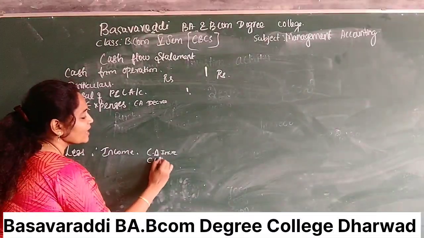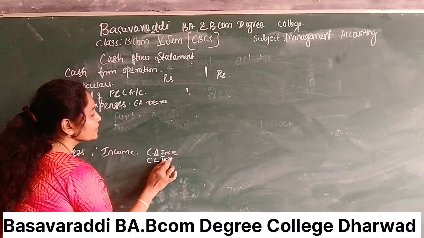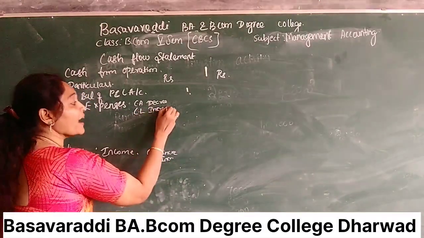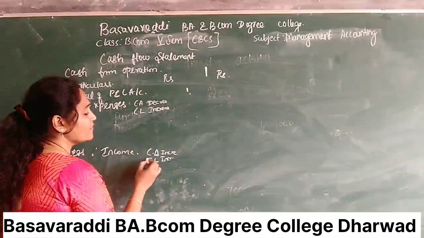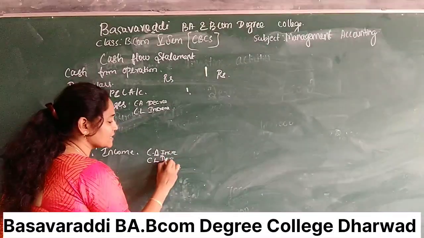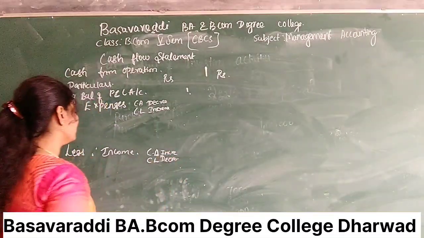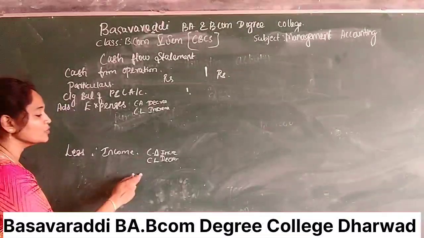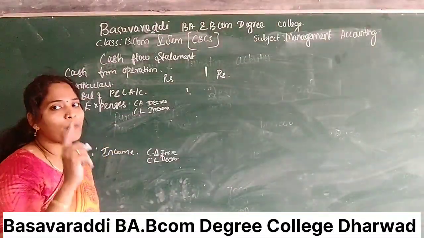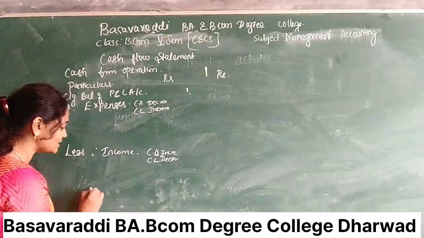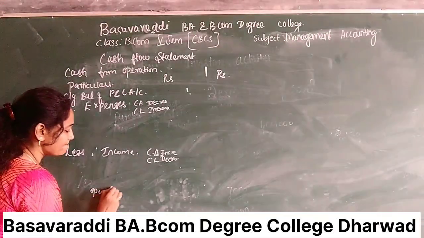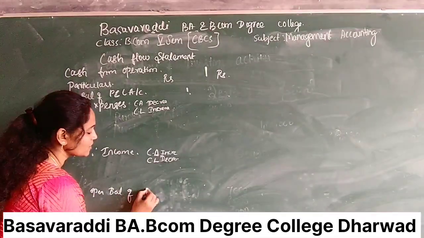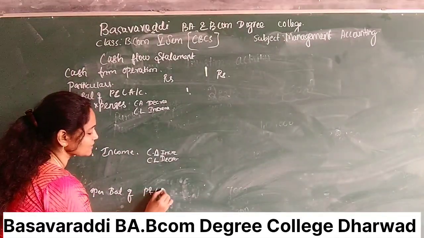When a current liability is increased, it is considered as an expense of the concern. When a current liability is decreased, it is income of the concern. First you have to frame it, and don't forget to write the opening balance of the profit and loss account in this less column. Opening balance of what? Profit and loss account.